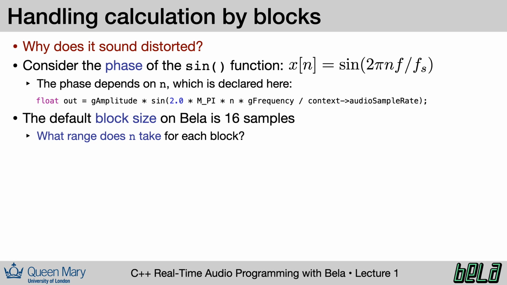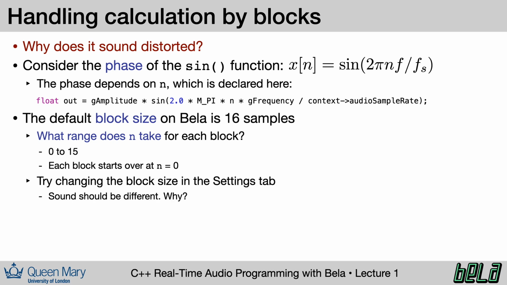So my question for you is, what range of n would you encounter in that for loop inside that block? When we were running the original Sine Generator code, n would become quite large. It would start at 0 and go all the way up to the end of the buffer, potentially tens or hundreds of thousands of samples. Instead, on Bela, n is going to take only a range of 0 to 15 because that's as many samples as we're calculating within one block. So the render function is going to calculate 16 samples at a time. n will start at 0, it will go to 15, and then the next block is going to start over and n is going to be equal to 0 all over again.